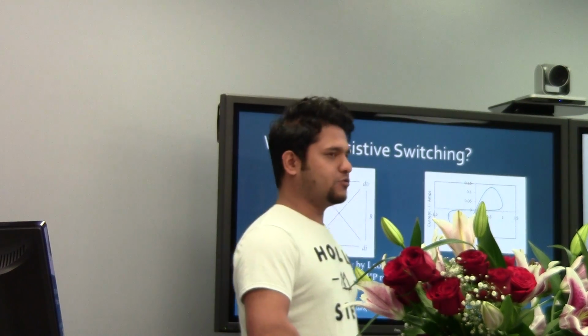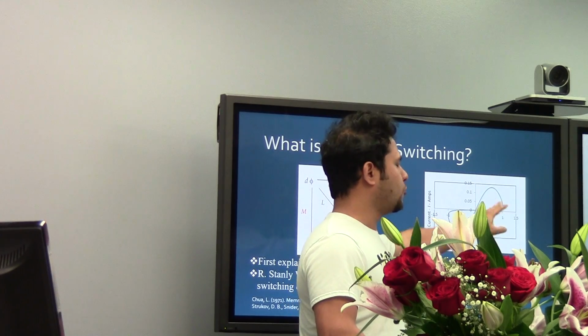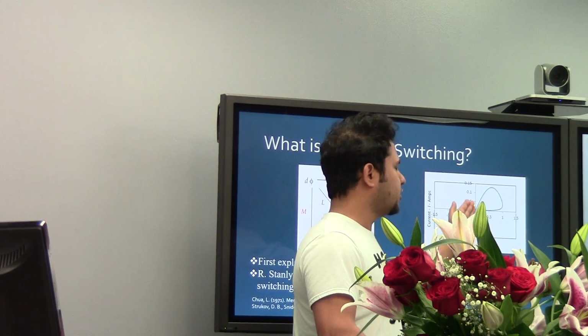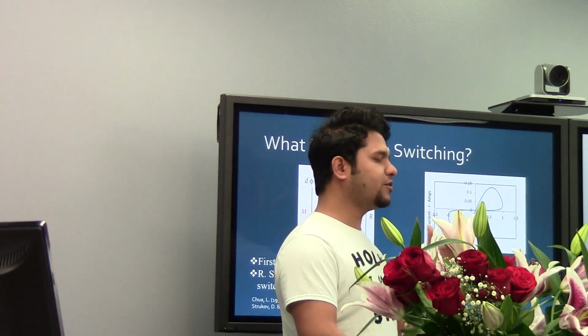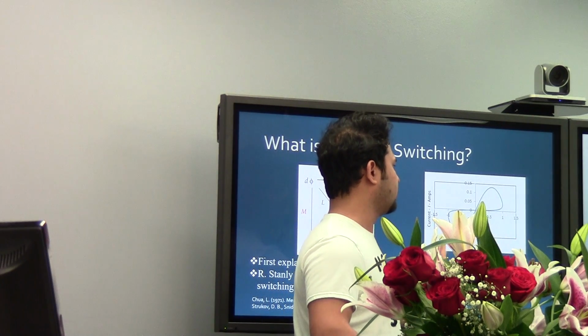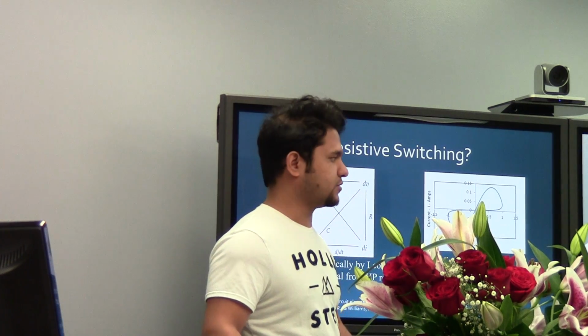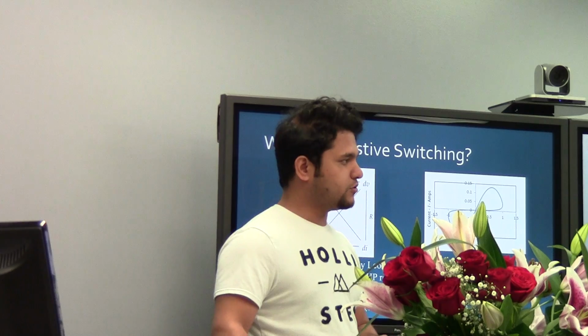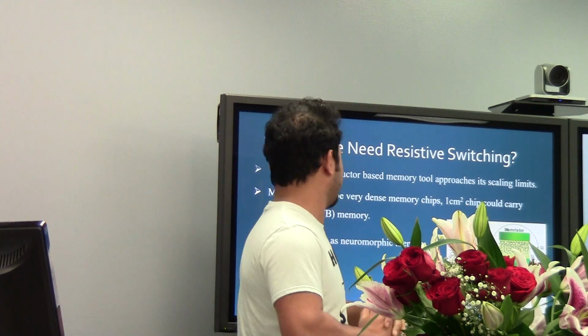So how does this switching actually work? In the device, if we increase the voltage in the positive direction, the conductivity increases, and it can keep that conductivity as memory. If we apply the reverse bias, it gives back the previous resistance. So we are going to make devices with these properties, but the question is why we need them.